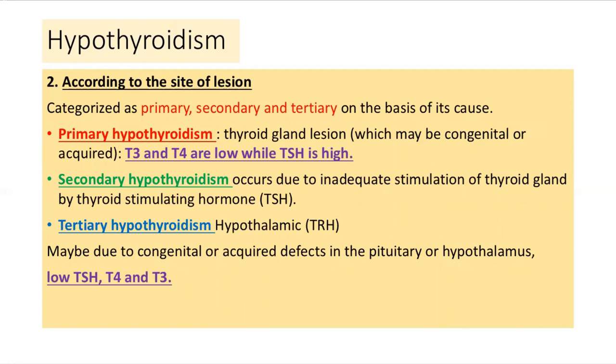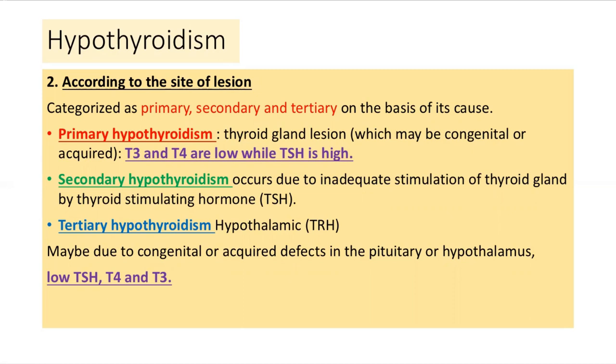وبيتقسم according to the site of the lesion. يعني الليجن ده في الثايرويد جلاند فده بنسميه primary hypothyroidism، وده ممكن يكون congenital أو acquired. ولو الديفكت في البيتويتري يبقى ده secondary hypothyroidism، وده يبقى due to inadequate stimulation of the thyroid gland by TSH. وممكن يبقى tertiary نتيجة لديفكت في الهايبوثالاموس.